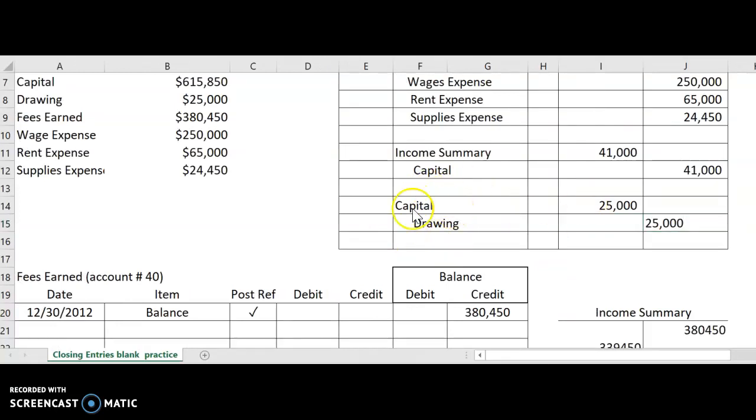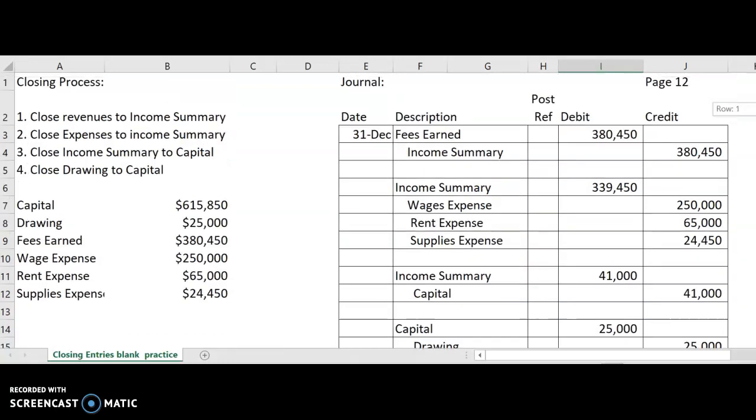Now, does this journal entry make sense? I debited capital, which makes capital go down. Does drawing make capital go down? It does. Net income makes capital go up. Drawing makes capital go down because the owner has withdrawn cash from the business, so this makes capital go down. So this completes my 4 closing entries.